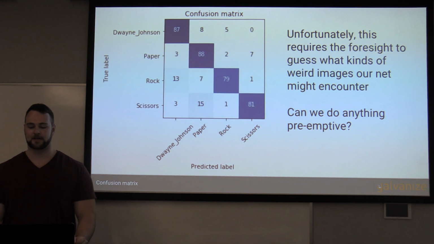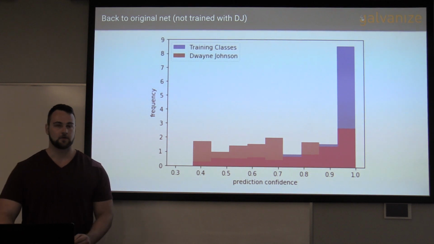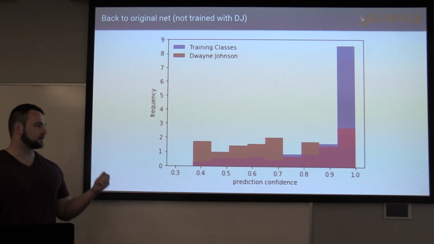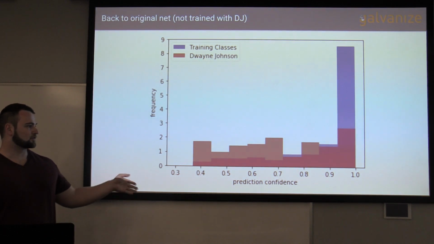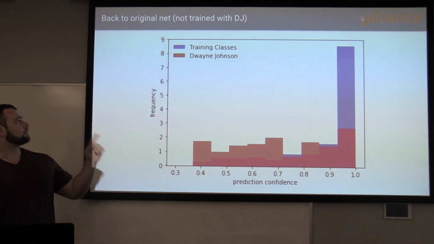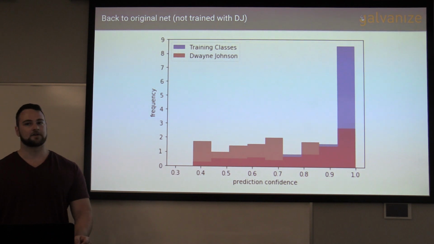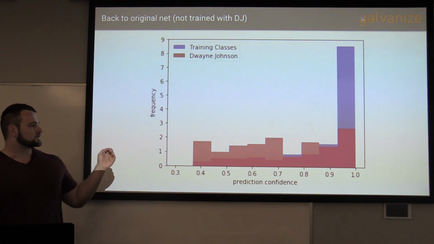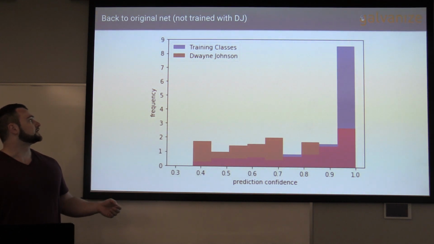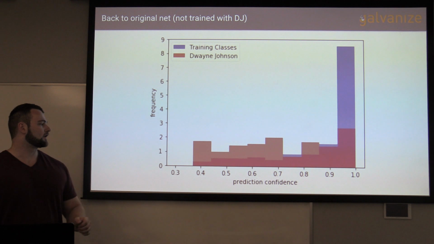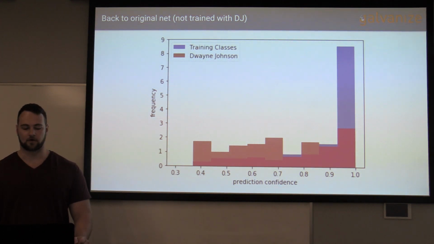Unfortunately, this strategy requires the foresight to guess what kinds of weird images our net might encounter. So can we do anything preemptive to solve this problem? If you look at a histogram of the confidence behind predictions, on the x-axis is 0 to 1. You can see blue is the base training classes, rock, paper, and scissors. They have very high confidence of prediction associated with them because the net was trained on them, the layers are fit to them, so they activate things very consistently. Whereas Dwayne Johnson does not activate the same layers with the same consistency, so he's shown in red, and you can see a lot of the probabilities associated with him are around 0.4, 0.5.